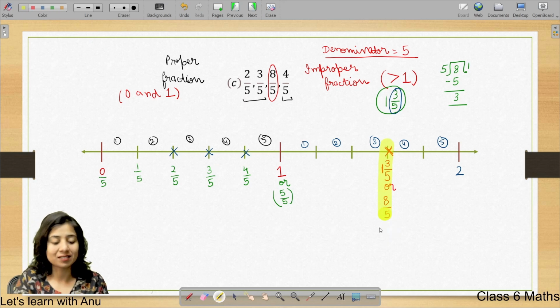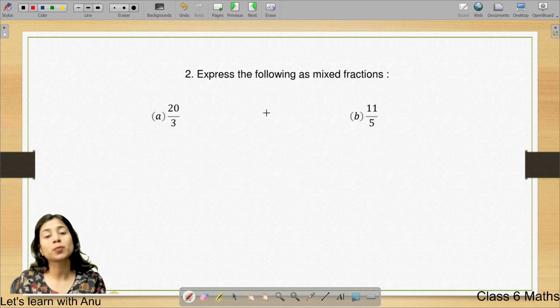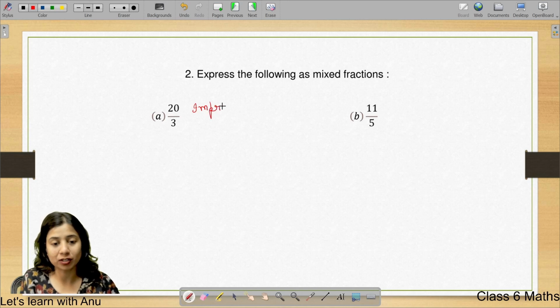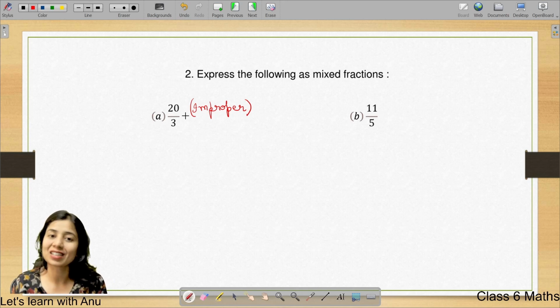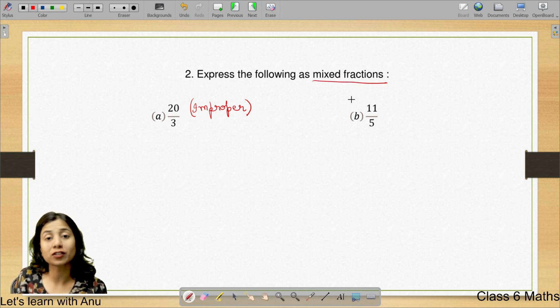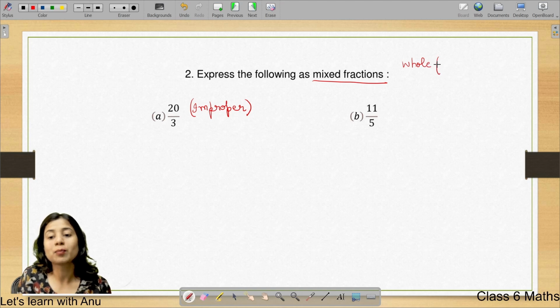Moving ahead, class. Question number 2. Express the following as mixed fractions. A part is 20 by 3. So class, let me quickly revise. 20 by 3 is an improper fraction. An improper fraction is one in which the numerator is greater than the denominator, and we are going to convert it into a mixed fraction. What is a mixed fraction? A mixed fraction is one which consists of a whole number and a fraction, that is, a proper fraction. It's a combination of two things, right?